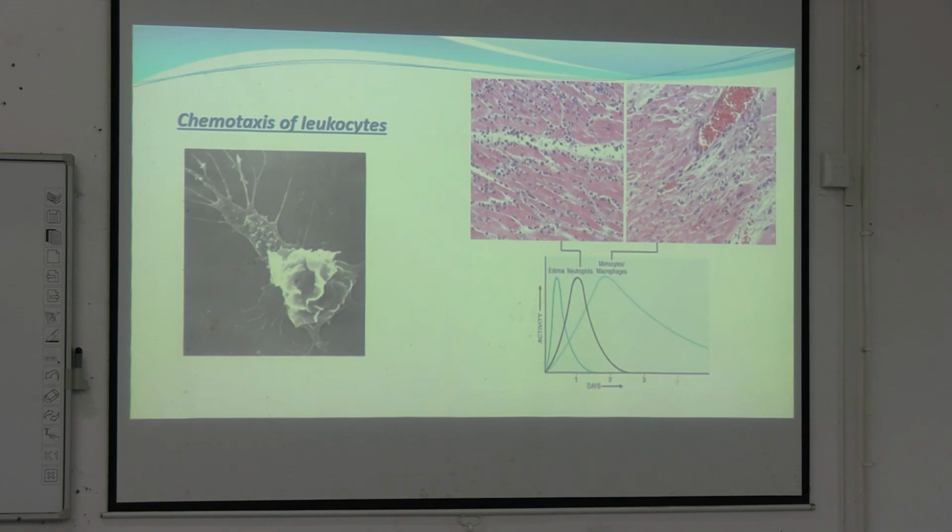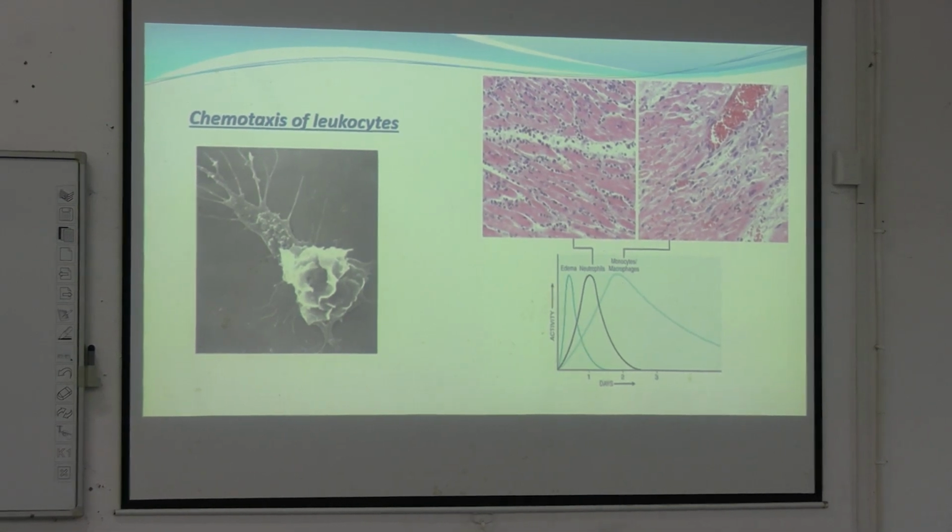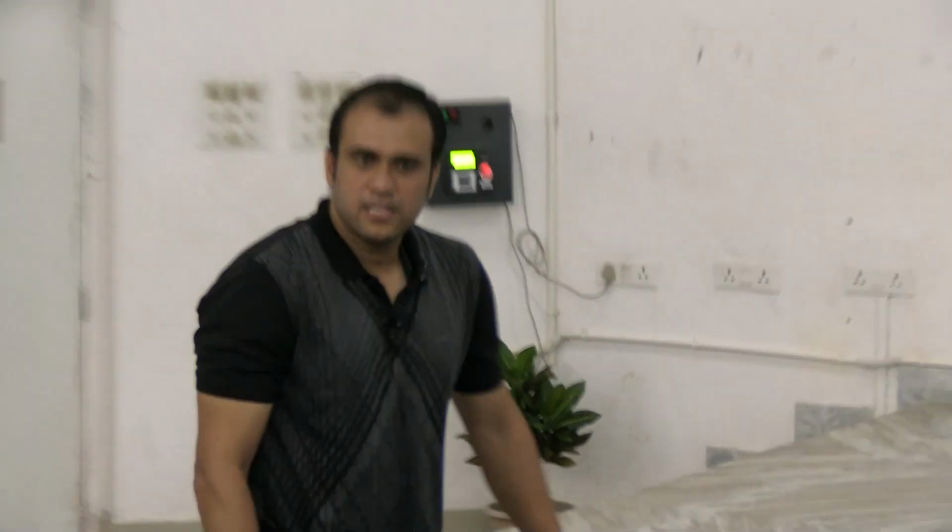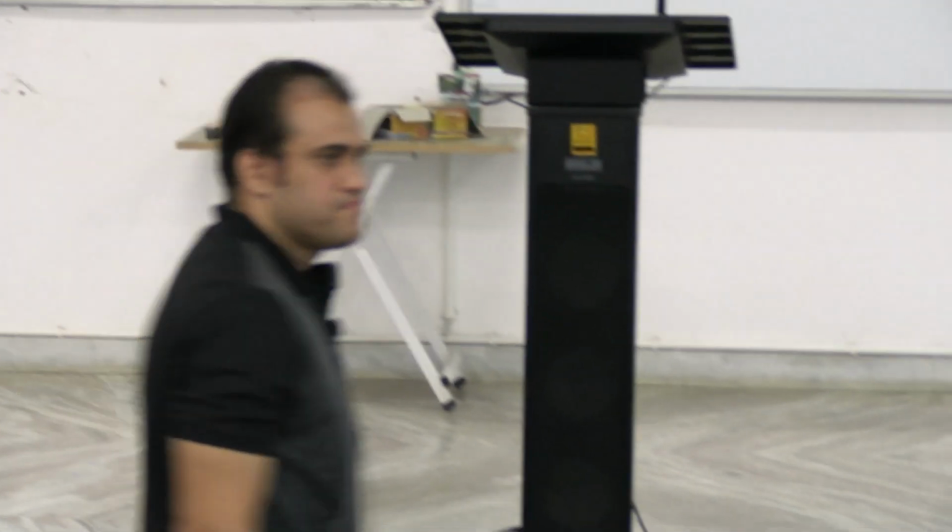In acute inflammation, which cells predominate? My next question is, which cells predominate in acute inflammation? Neutrophils. Why? The examiner can ask you, why do neutrophils come in acute inflammation?